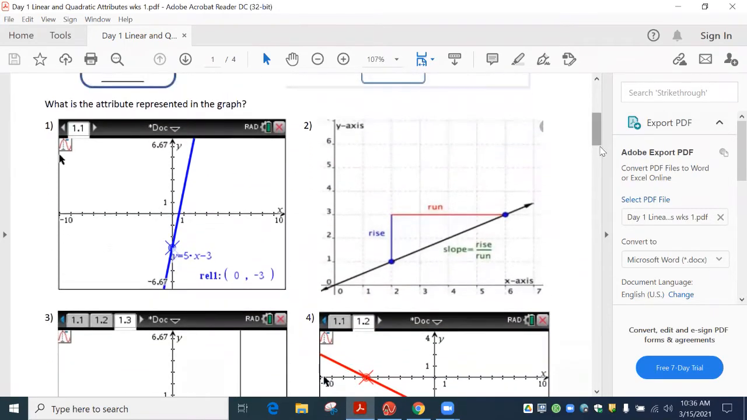Let's see. All right. So this right here is asking for the attribute. What is an attribute? An attribute are these words we just got to write down. So your answers to these questions are going to be all these words that we've been writing down. So we're going to take a look at this.